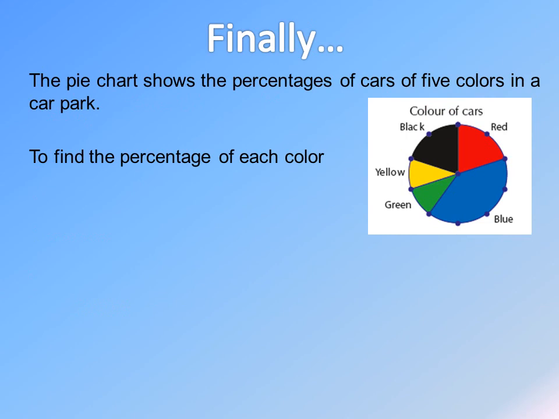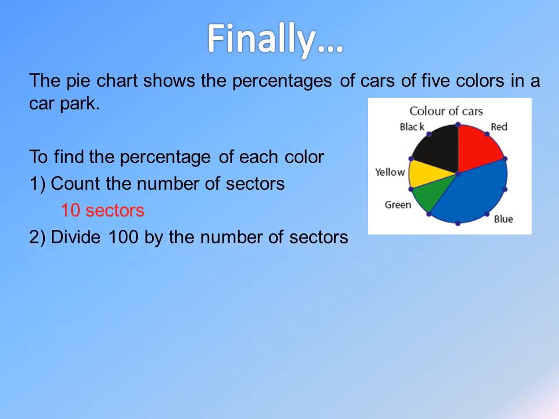As a plenary, the pie chart shows the percentages of cars of 5 colors in a car park. To find the percentage of each color, first of all, you should count the number of sectors. After counting, I can find that here I have 10 equal sectors. Then divide 100 by the number of sectors. So 100 divided by 10 is 10%.